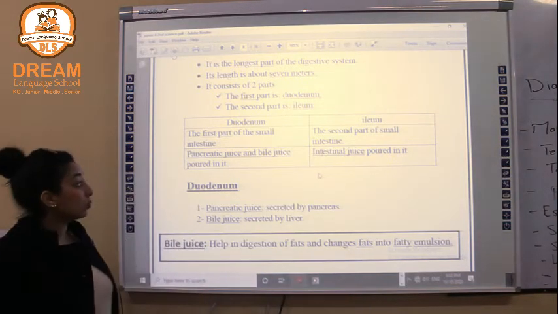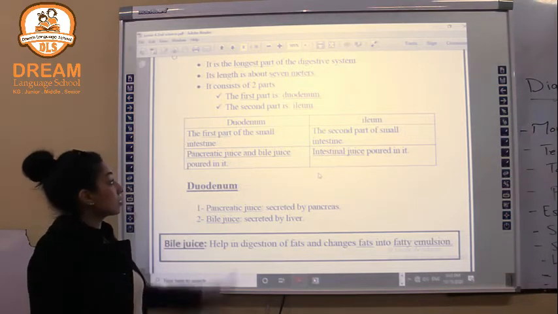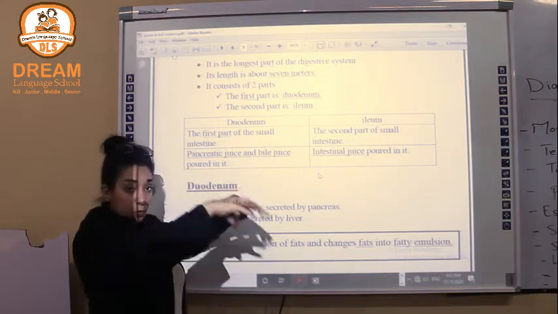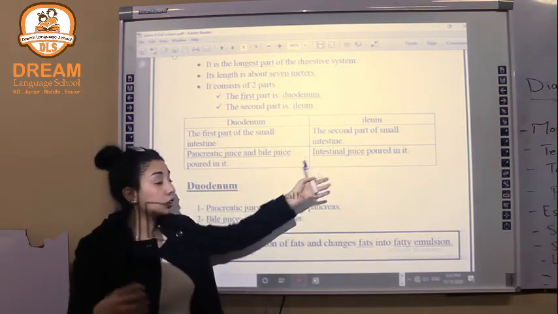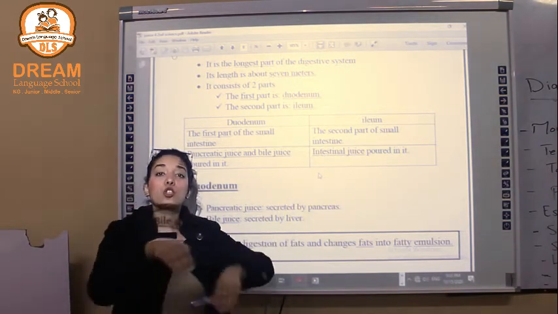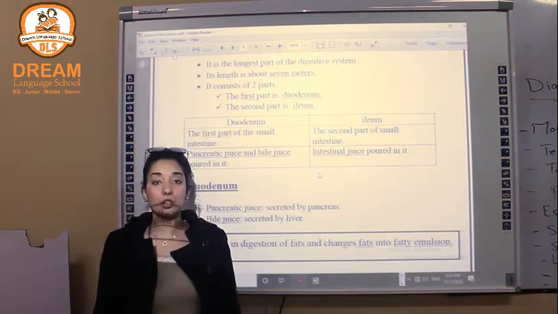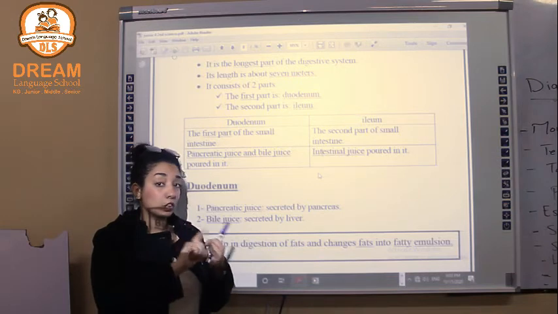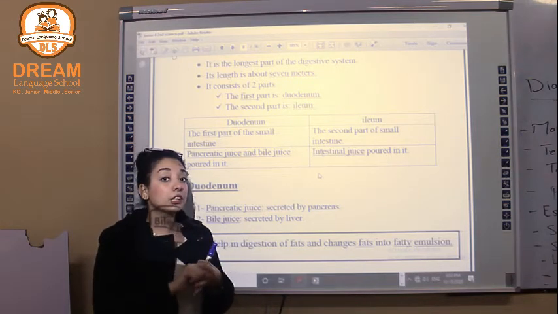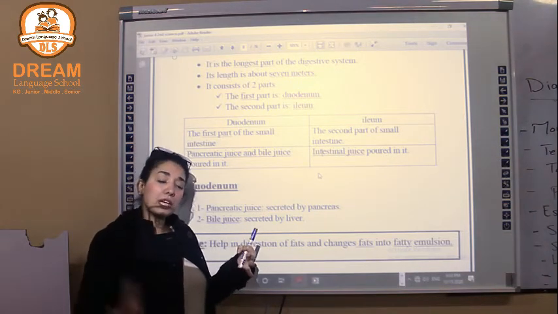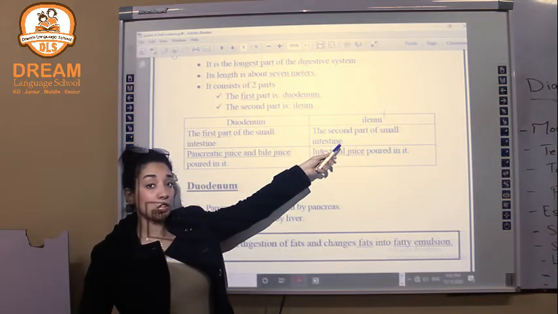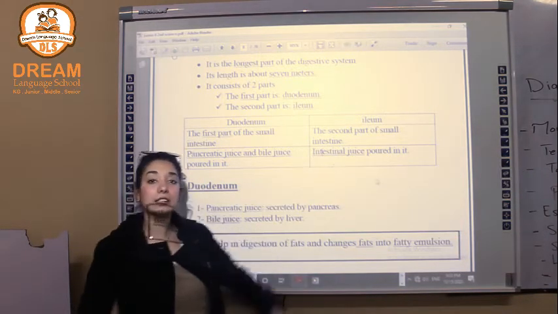So inside the small intestine there are three juices: pancreatic juice and bile juice poured in the duodenum, and the intestinal juice poured in the ileum to make complete digestion of food. So the rest of the food: I digested the starch in my mouth, I digested the protein in the stomach, I digested the fats in the duodenum. So the rest of the food, who will digest it? It will be digested in the ileum through the intestinal juice.